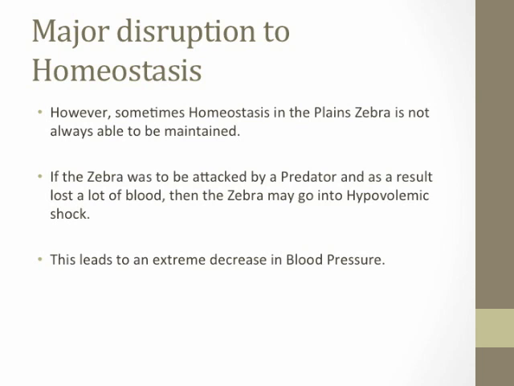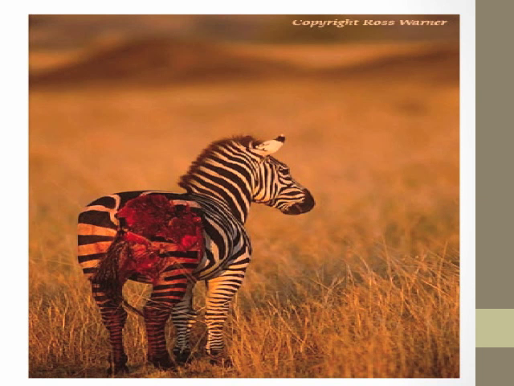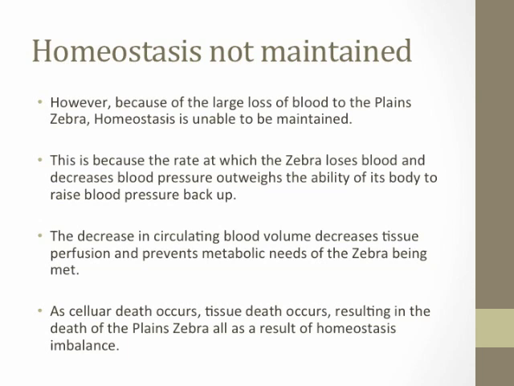However, if there is a major disruption to the system, homeostasis cannot always be maintained. For example, if the plain zebra was to be attacked by a predator and there was a large loss of blood, then the zebra will enter hypovolemic shock. This is a type of emergency condition that causes severe blood and fluid loss and can lead to many organs stop working. Hypovolemic shock occurs as the result of volume failure when the body experiences a sudden and massive loss of circulating blood volume.